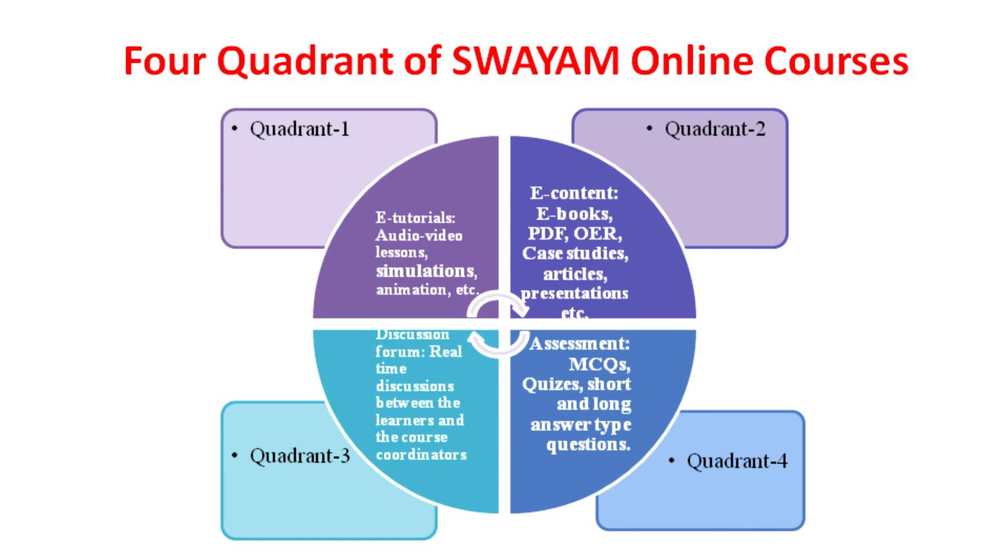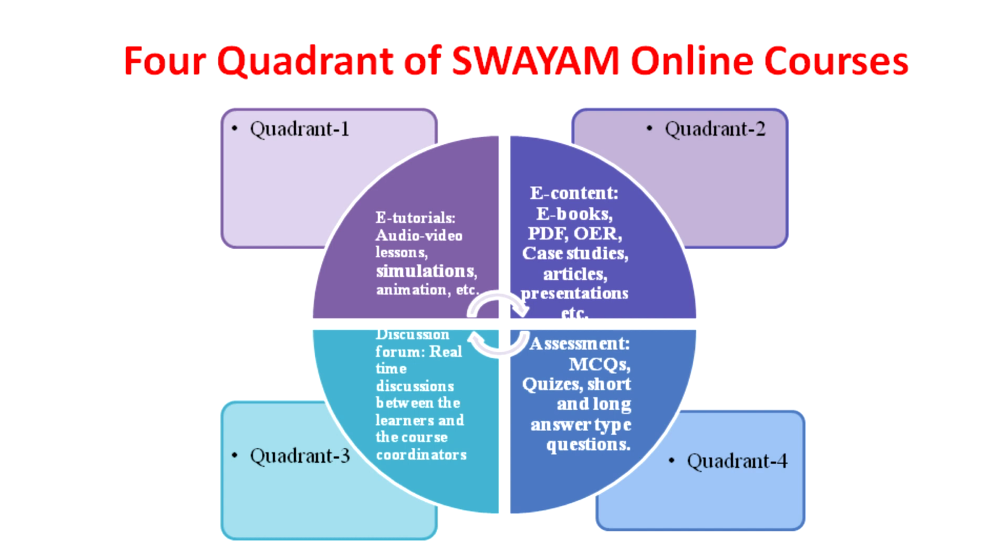And this SWAYAM platform is developed in a 4-quadrant approach. Now let me focus upon the 4-quadrant approach of the SWAYAM online course. Here you see this is the first quadrant. It includes e-tutorial, audio lessons, video lessons, simulations, animations and gaming. And further, the second quadrant of online education as per SWAYAM is the e-content. E-content means the learning materials.